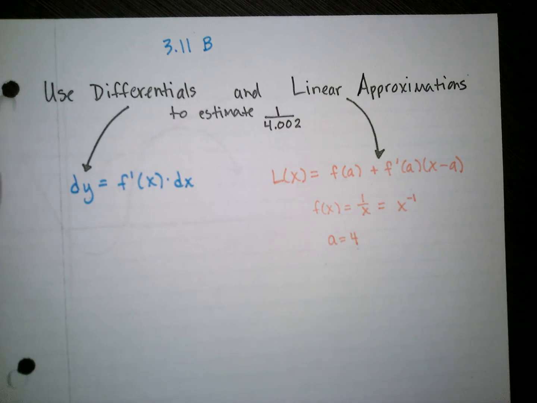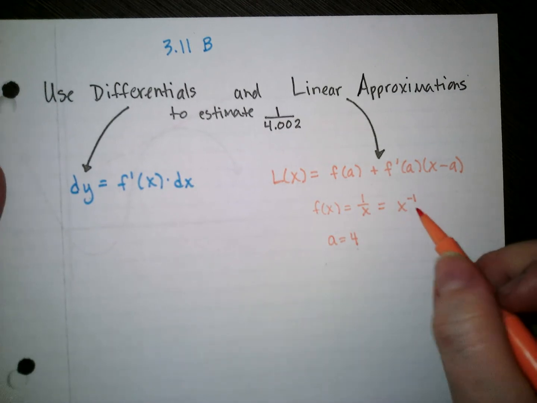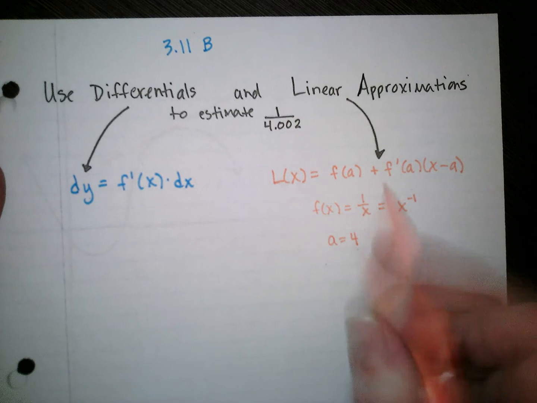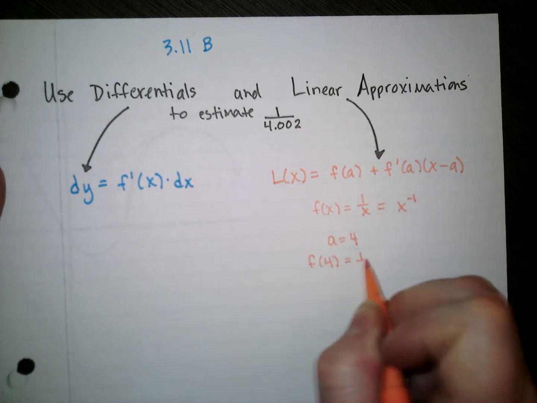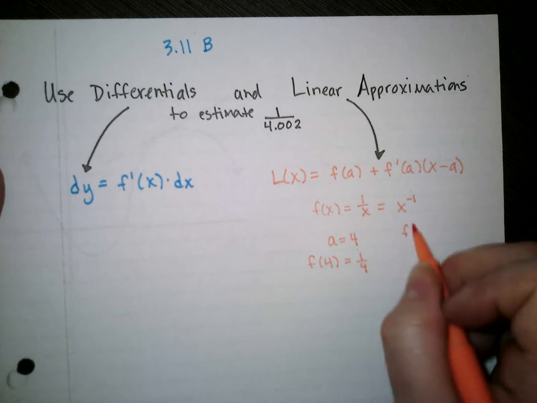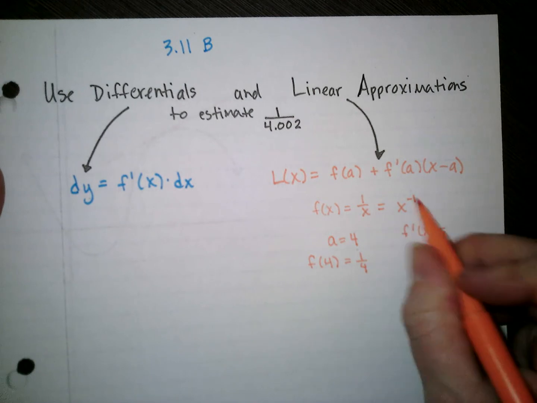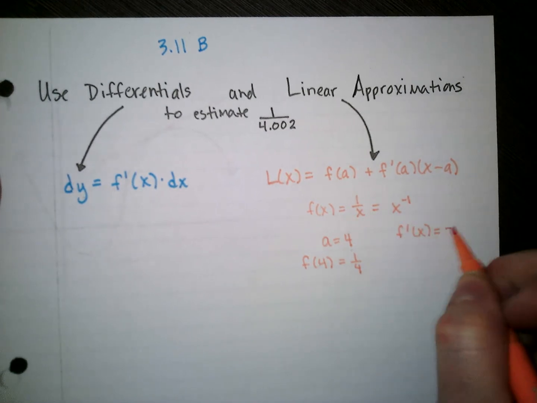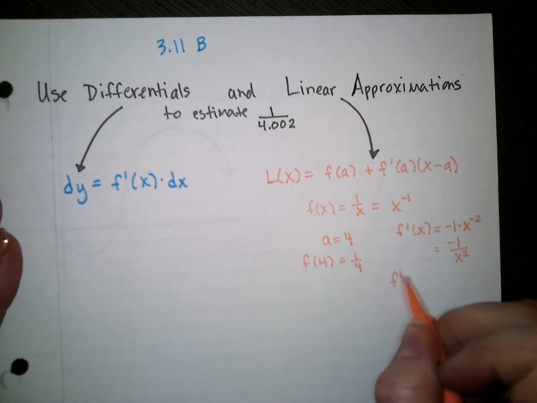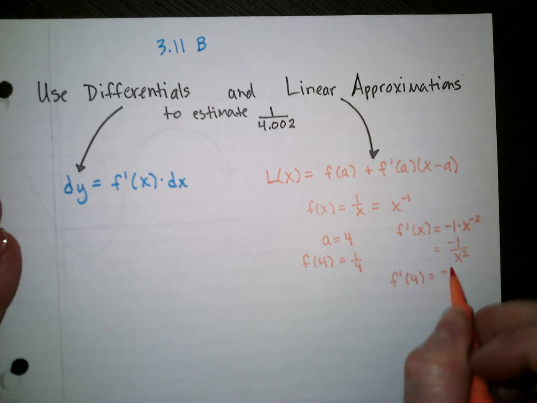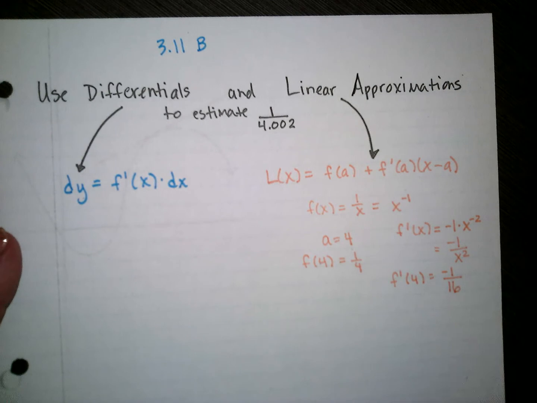We're going to need f of a in our linearization. So f of 4 would be 1/4. And then we also need f prime of a. So we'll do f prime of x, which would be a power rule. Negative 1 times x to the negative 2, which would be negative 1 over x squared. So then f prime of 4 would be negative 1 over 16.